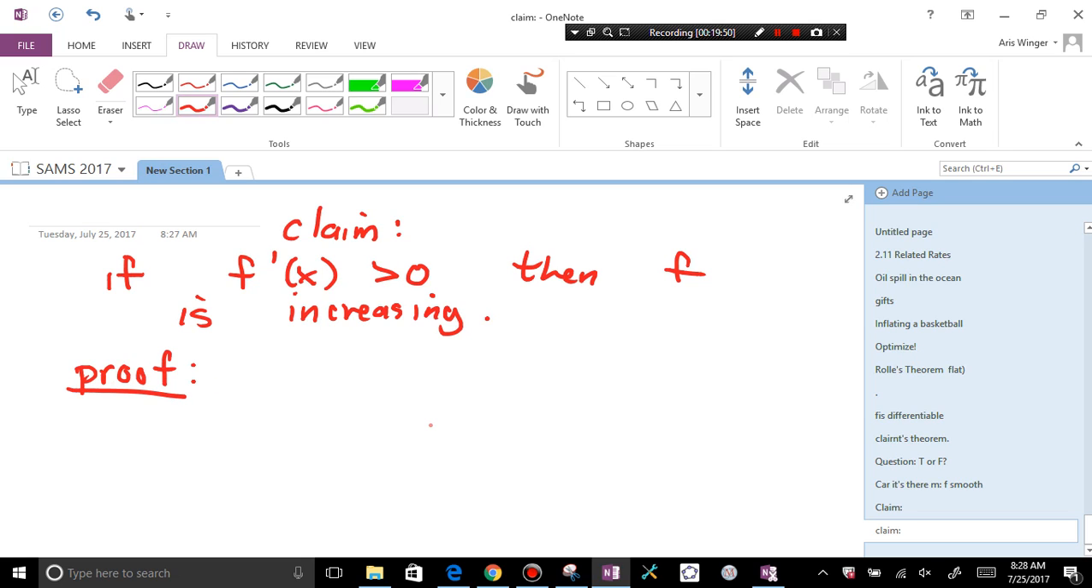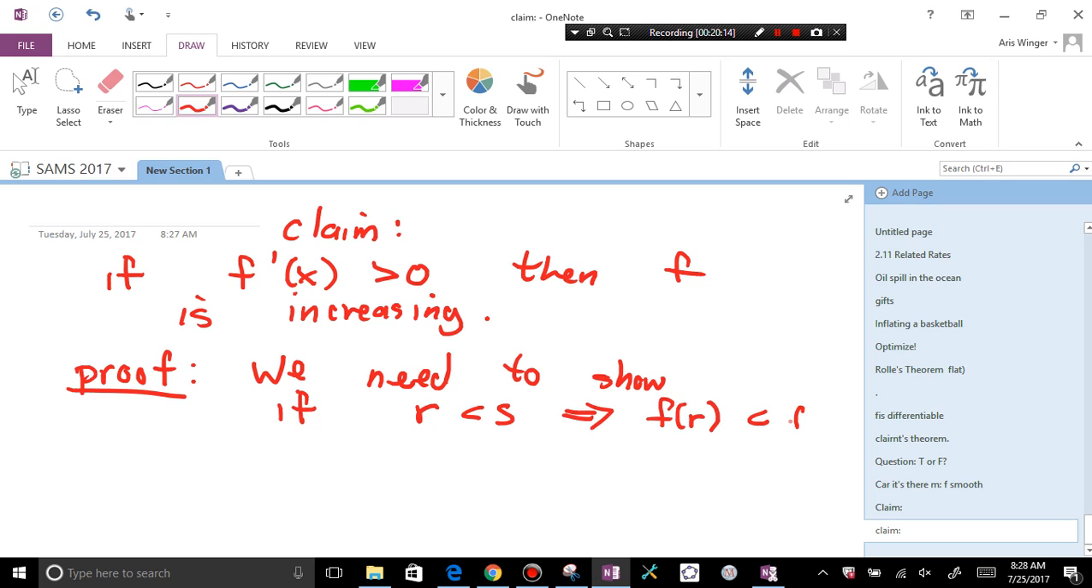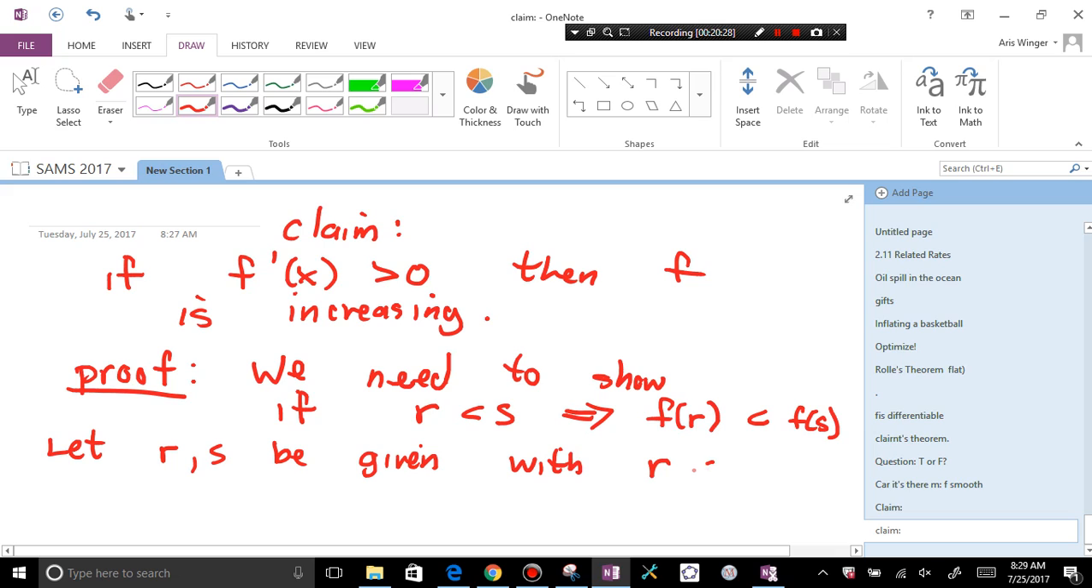What does it mean to increase? If I give you any r and s, if r is less than s, what do I know about f of r and f of s? f of r is less than f of s, right? So we need to show, this is the definition of increasing, that if r is less than s, then f of r is less than f of s. That's the plan. So we'll let r and s be given with r less than s.